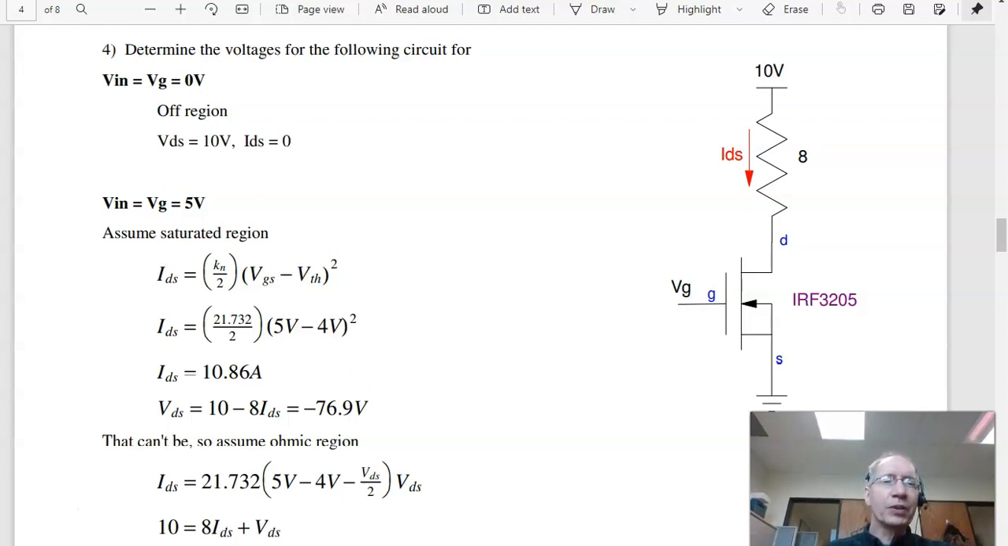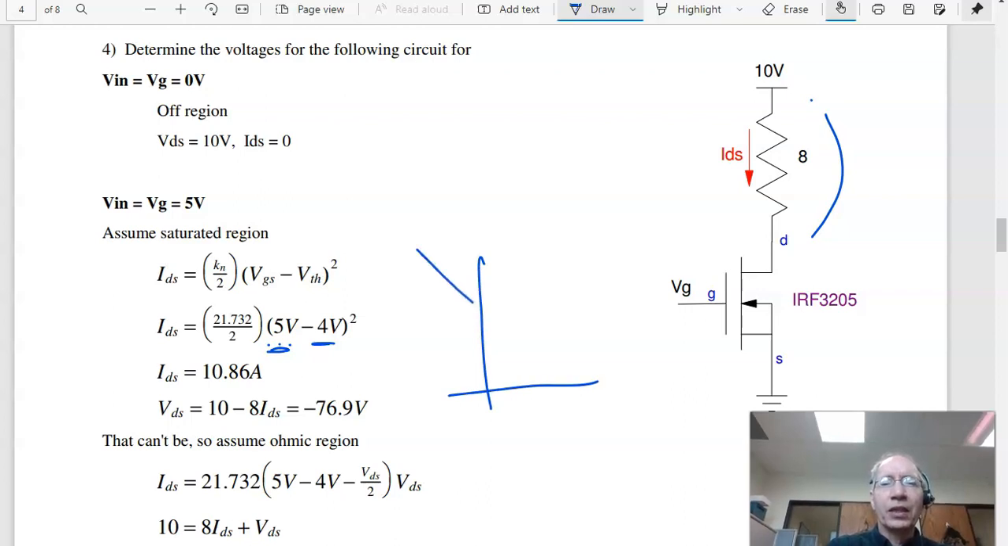When VIN is 5 volts, I'm not really sure which region it is. Let's guess the saturated region, because that equation is easier. If I assume it's saturated, I'm at 5 volts, the threshold is 4 volts, there's K sub n, calculate IDS, I get 10 amps. VDS is then 10 minus I times R, negative 76 volts.